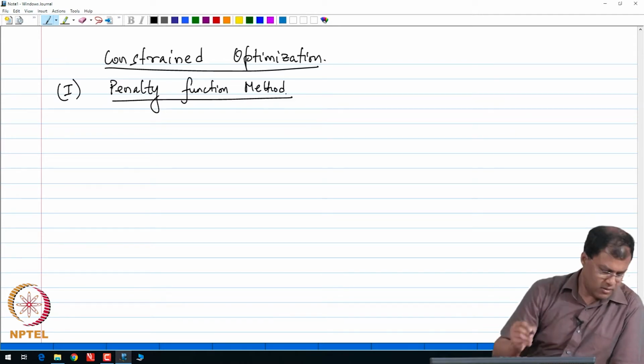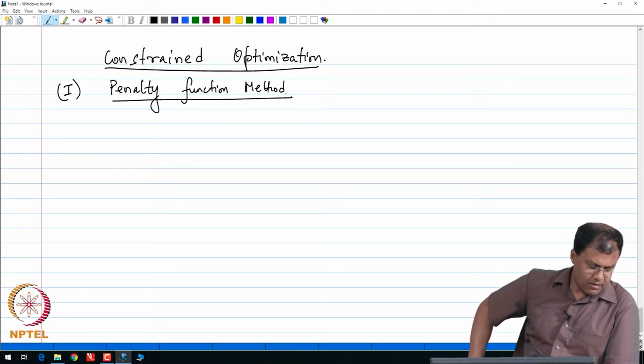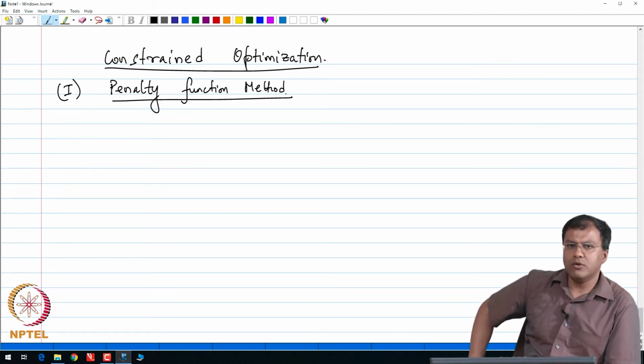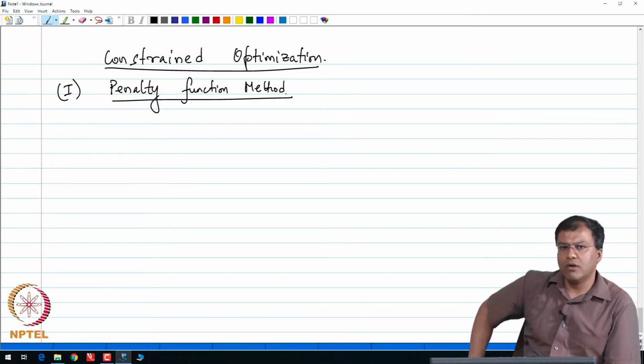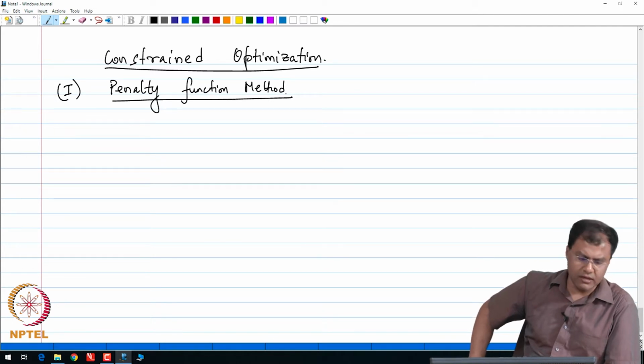So, what exactly is this? We will see that we are going to change the inequality into an equality constraint by introducing the so-called penalty function, or in the language of calculus of variations, introducing a non-holonomic constraint or a differential constraint.